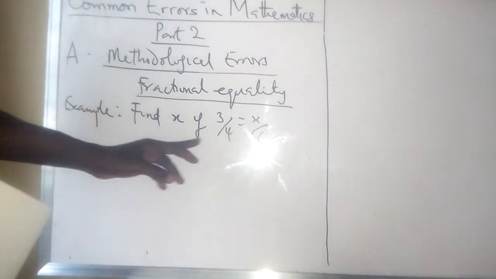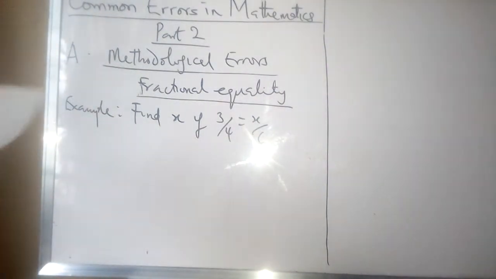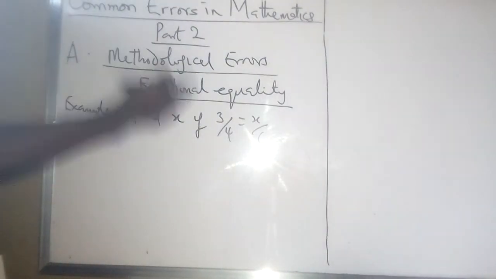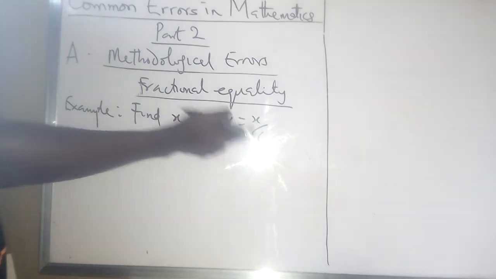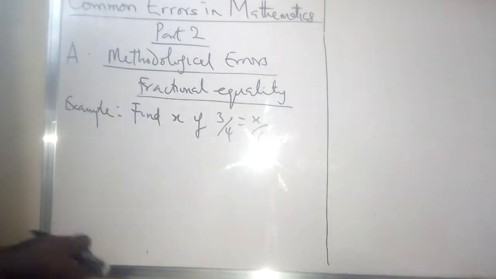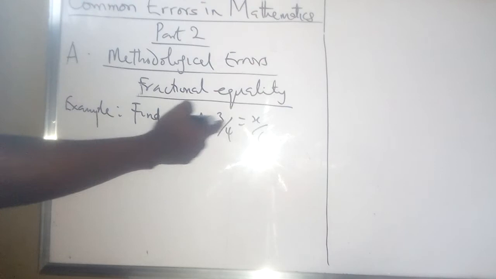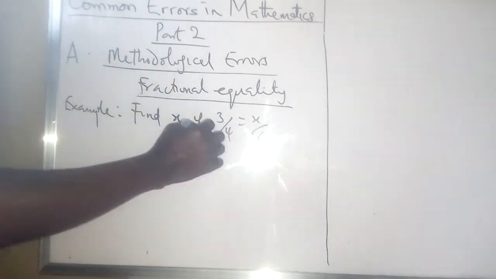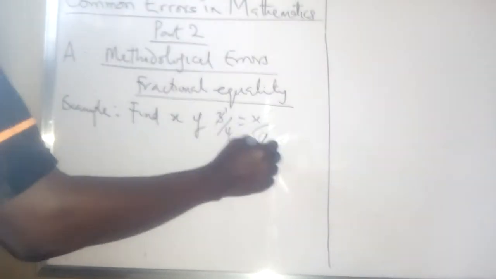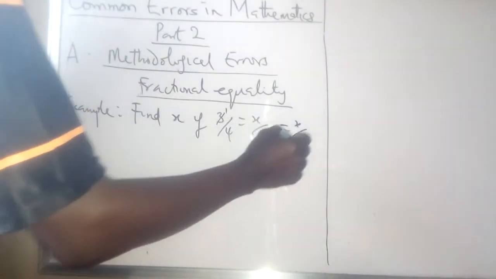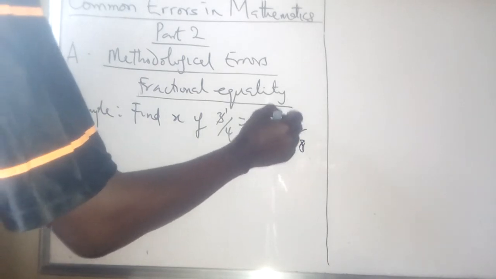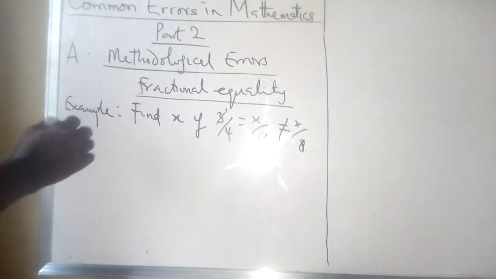Find x if 3 over 4 is equal to x over 6. It will be wrong to say that you divide 3 by 6. No, that would be very wrong. That is saying that 3 here 1, 3 here 2, and that's wrong. Another wrong approach is to say 3 here 1, 3 here 2, and now say x all over 8 because 4 times 2 is 8. This is very, very wrong. It's not correct.